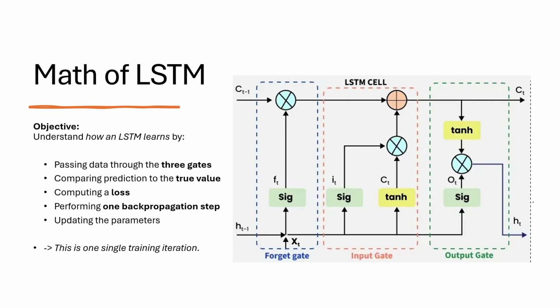The objective of this video is that we're going to understand how we will pass the data through the three different gates, the forget, input, and output gate. And then we will compare the prediction to the true value. Then, as usual, compute the loss. We do backpropagation. In this case, we will just do one. And then we update the parameters. All of this is considered one training iteration, which is something that we know.